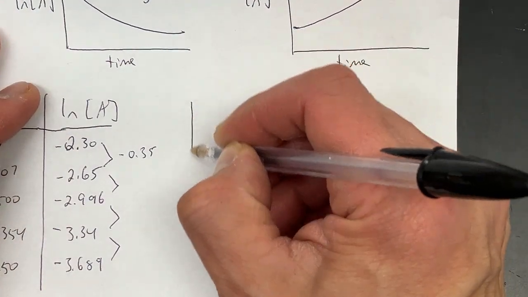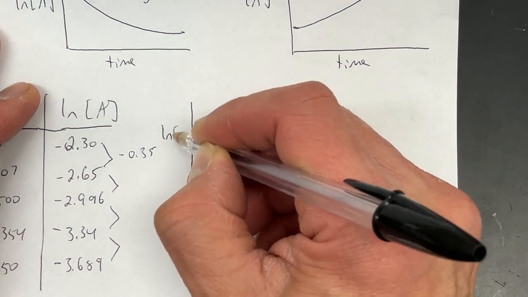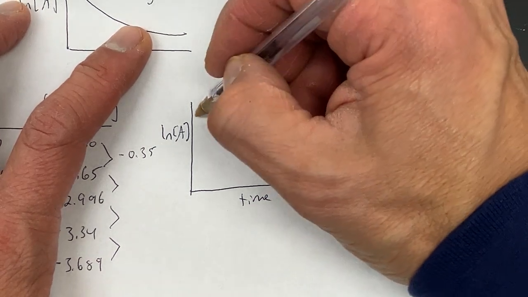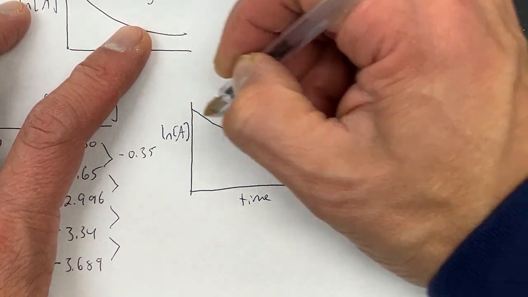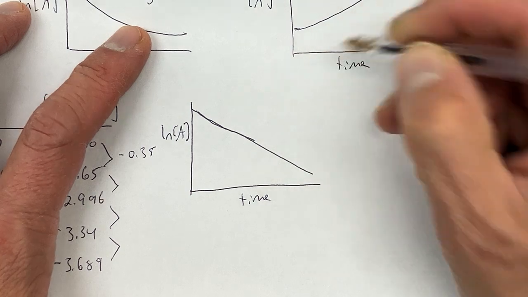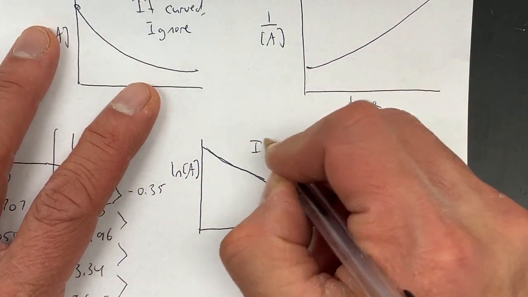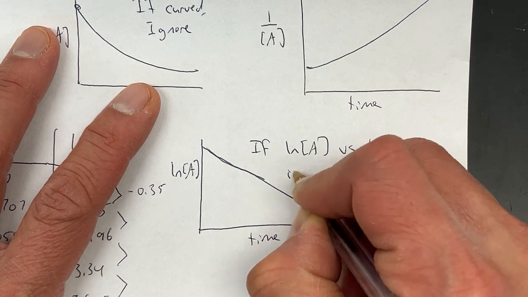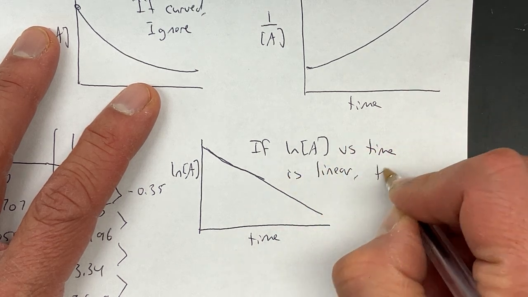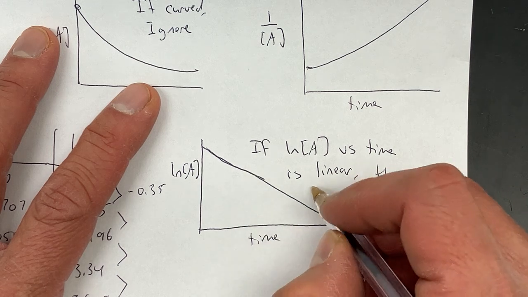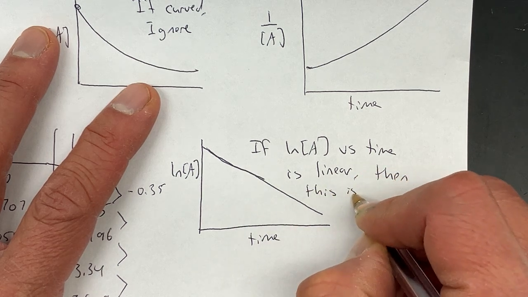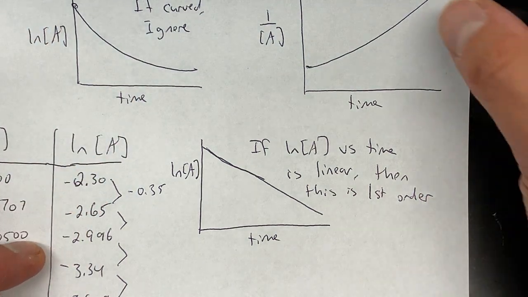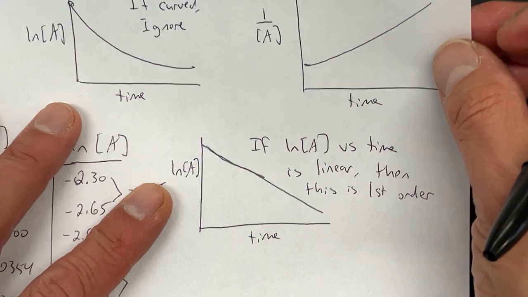So now if I graph the natural log of A versus time, okay, this is now linear. So if the natural log of A versus time is linear, then this is a first order process. Okay, so you would see that this graph is straight.